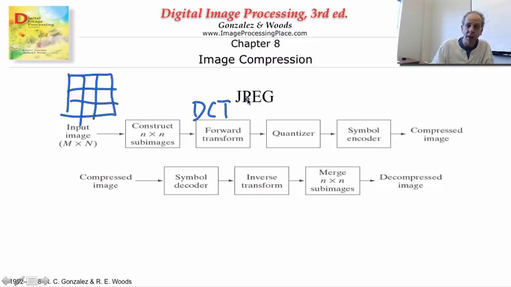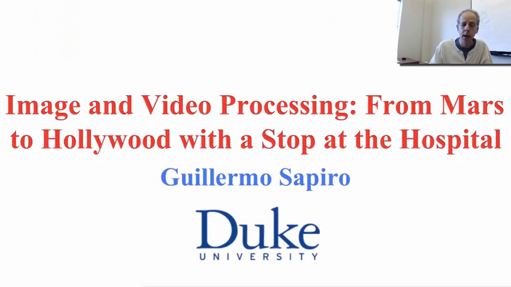So JPEG is basically the prototype of the techniques of image compression with a mapping, that is this part, a quantization, and a symbol encoder. And a very successful example of this technique. So I think it's time now to go and talk about each one of these blocks in detail.